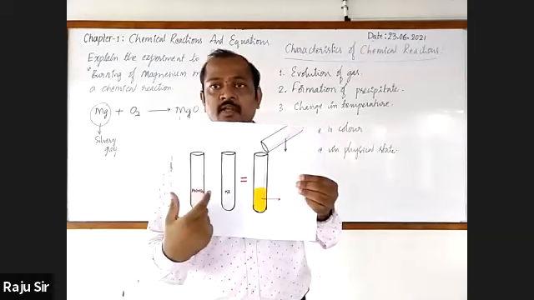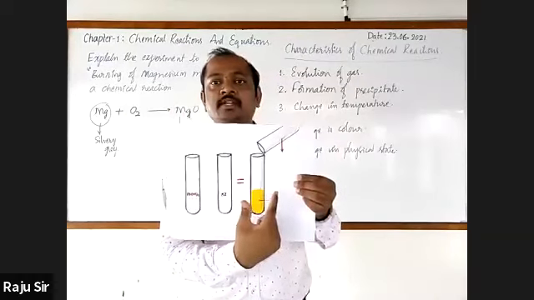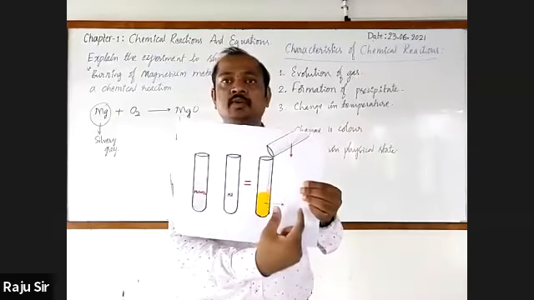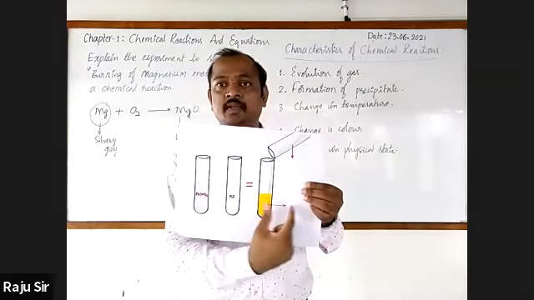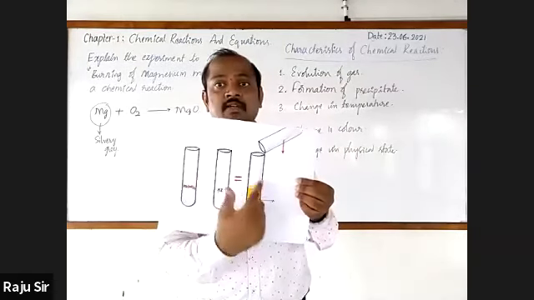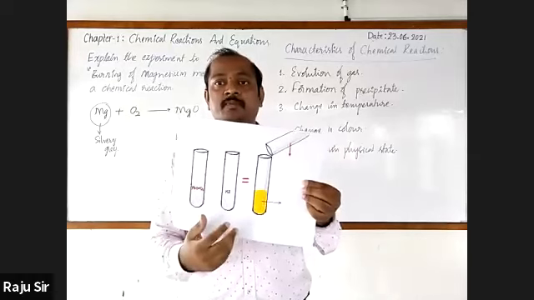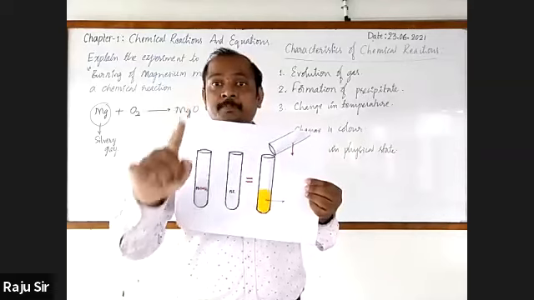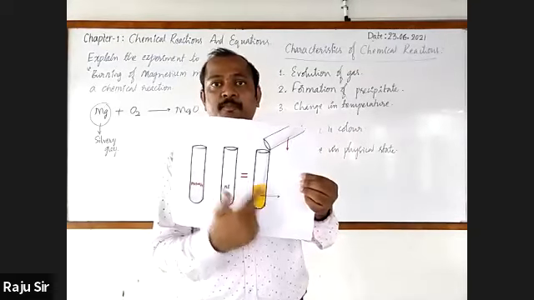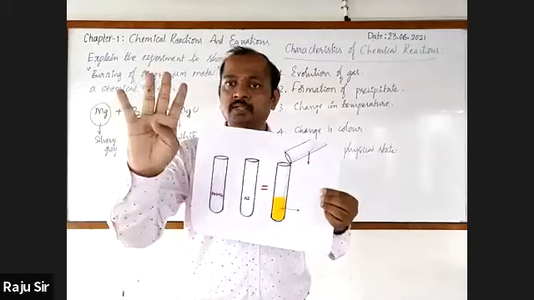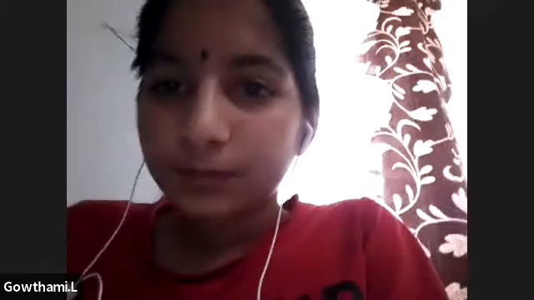One is, look here, there is change in the color. Here two colorless solutions were there. They changed to yellow color. Change in color, first characteristic. Next, in this, a solid substance is formed, which is insoluble in the solution. We call it precipitate. So formation of precipitate. Did you understand? One is change in color, second one is formation of precipitate.